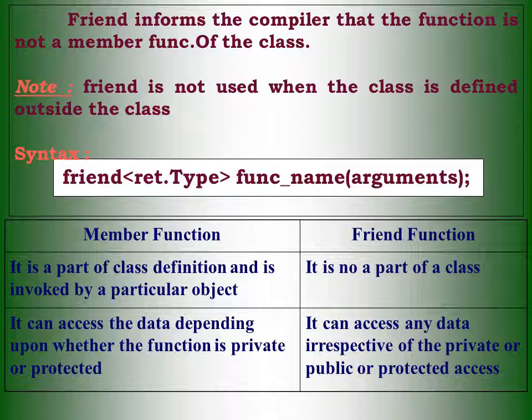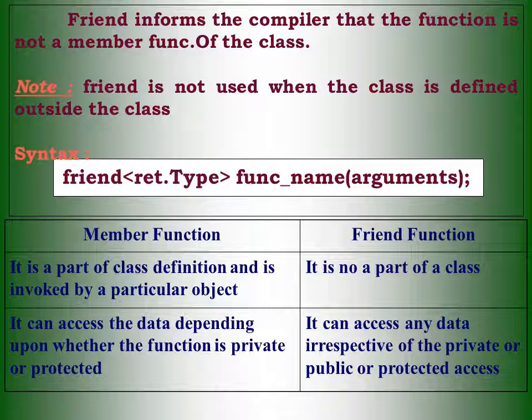The friend function is informed to the compiler, so the function can be shared with all others. It does not have any access specifier, so the compiler does not consider whether it is a private or public member function. So it is allowed to be shared with other classes. We can note that friend is not used when the function is defined outside of the class. When we define functions outside of the classes, we cannot use the friend function. So within a class itself we have to use it.